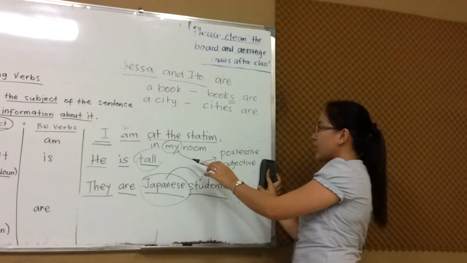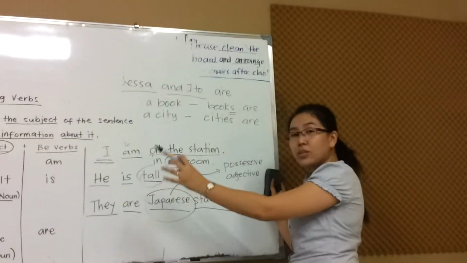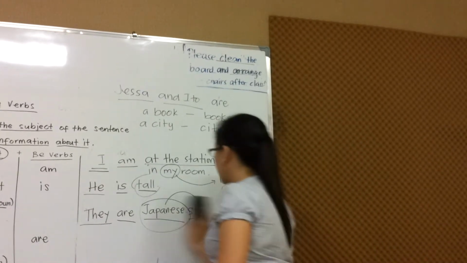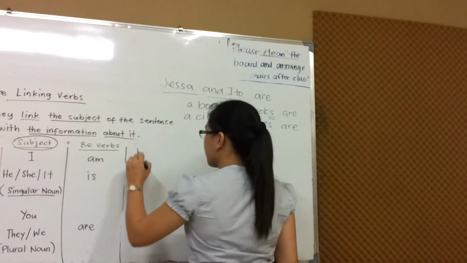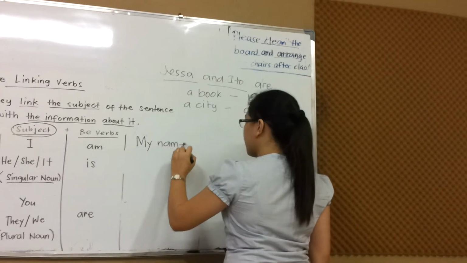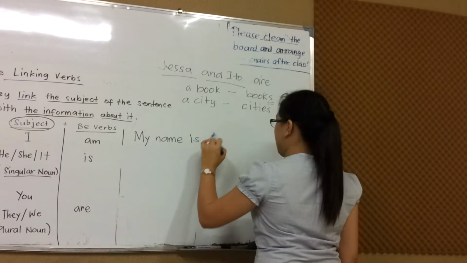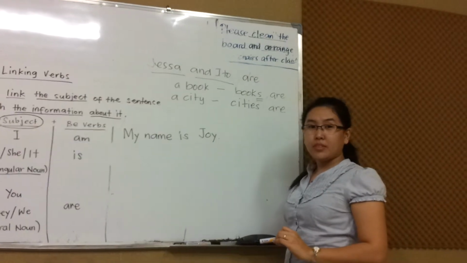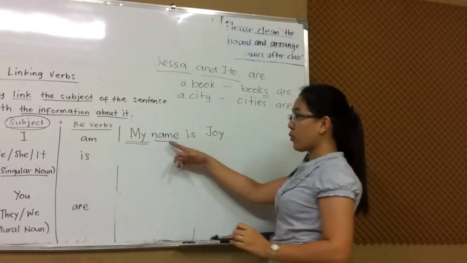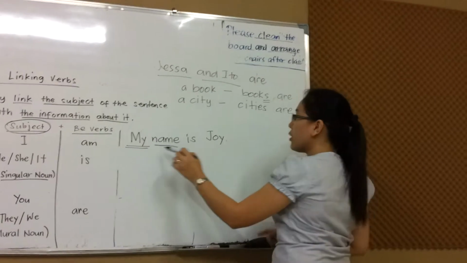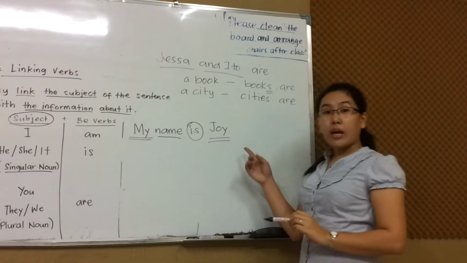So, aside from that, because here we use it at the end, if you want to use it at the beginning and as your subject, you may do so. For example, my name is Joy. Alright? So here I use your possessive adjective followed with your name. So when we say name, it means noun. So my name, of course, you only have one name. So we use is. And then Joy is a noun also.